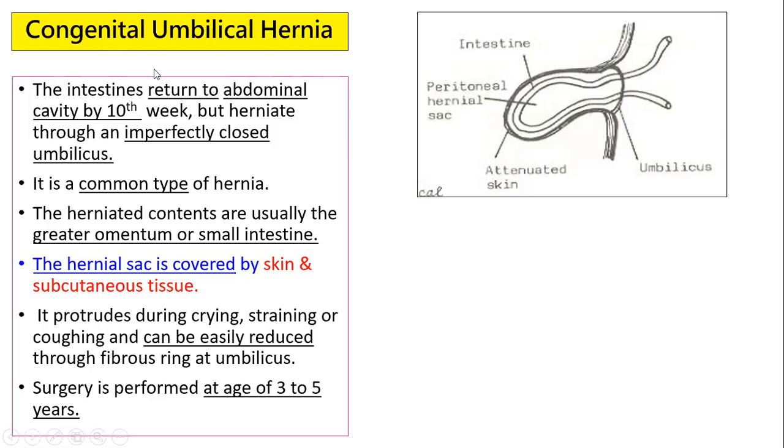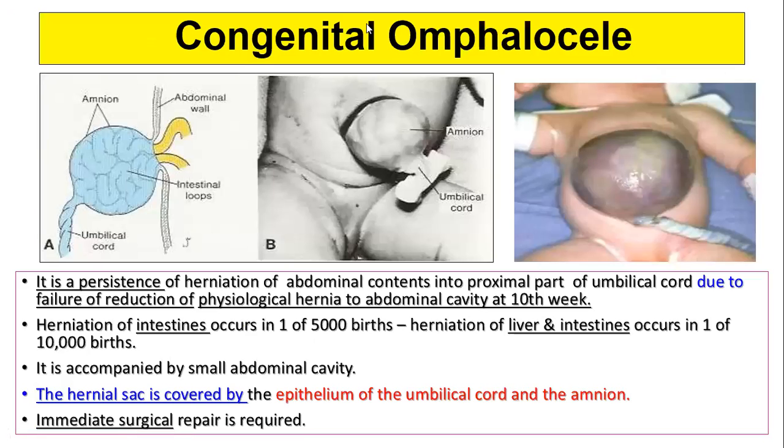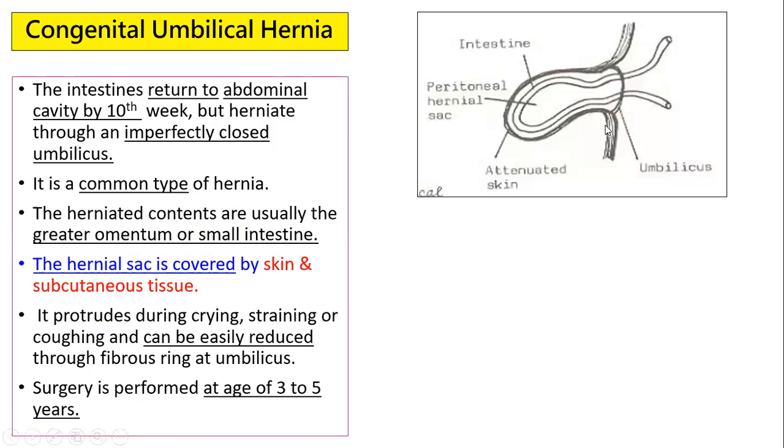Okay, so this is called the congenital umbilical hernia. Apart from the omphalocele, where the complete intestine comes out, sometimes only a part of it comes out. The intestine returns to the abdominal cavity by the 10th week normally, but with herniation through an imperfectly closed umbilicus, you can see these kinds of herniations.